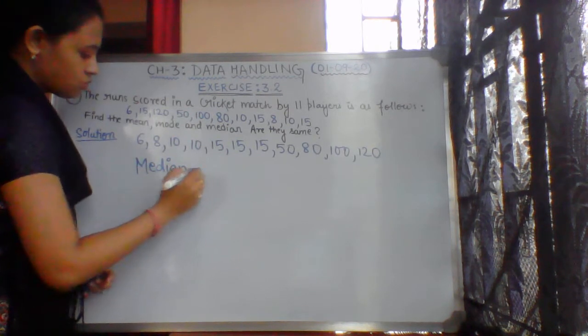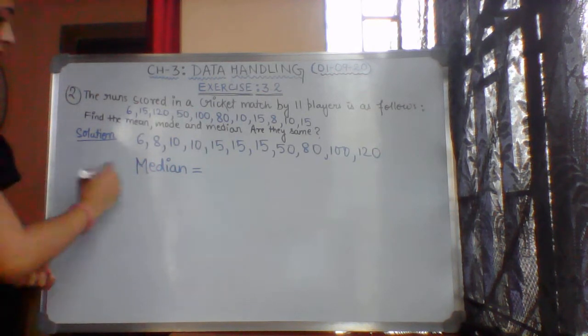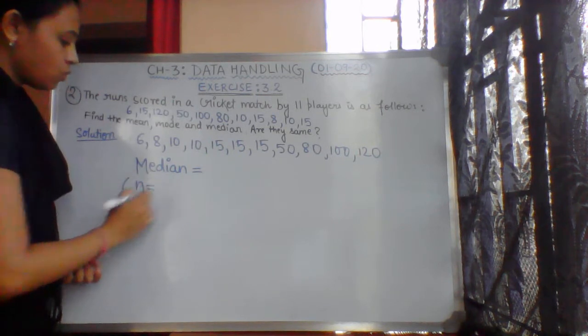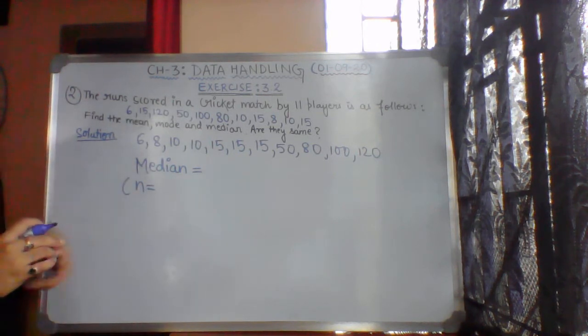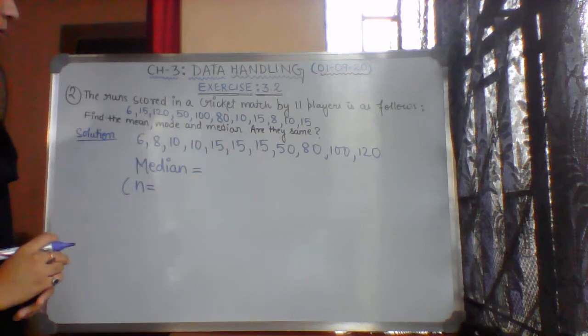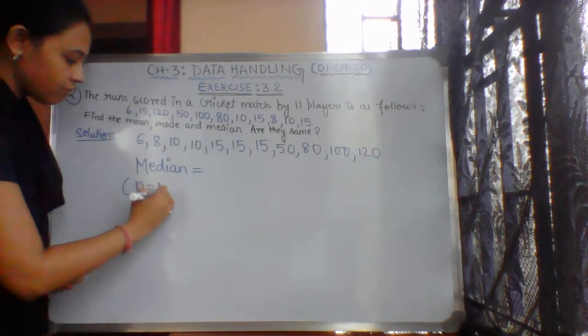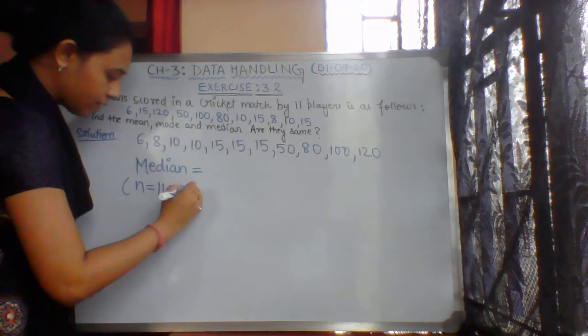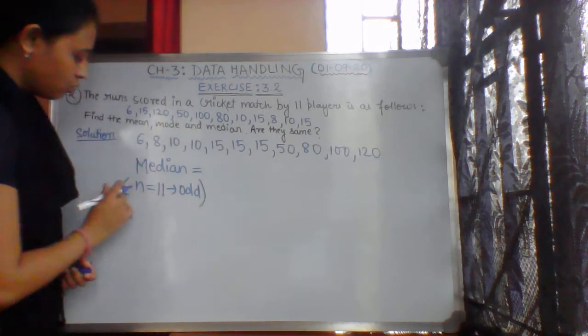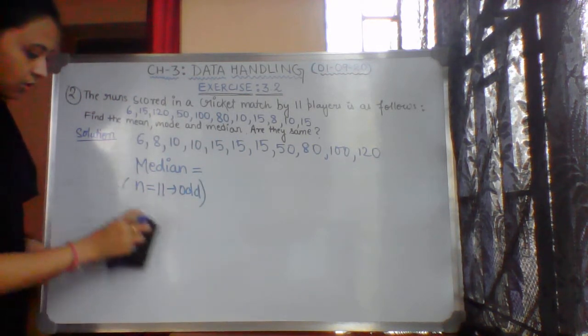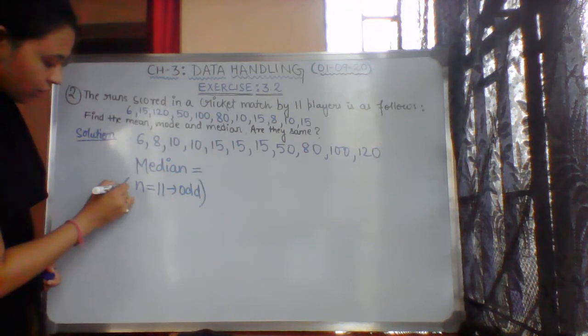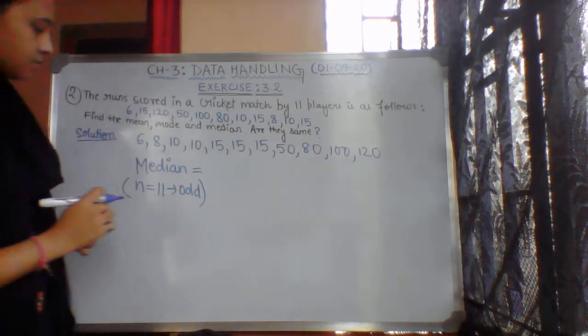Median, how do we find it here? Here n equals what? N equals the number of observations we have made, of 11 players, so the number of observations will be 11. That is an odd number. Although you will be getting odd numbers only, an odd number of data only, in this class.